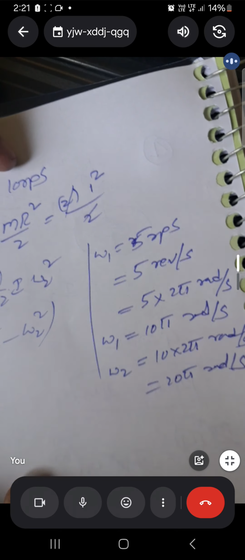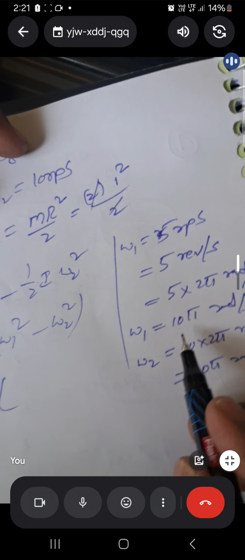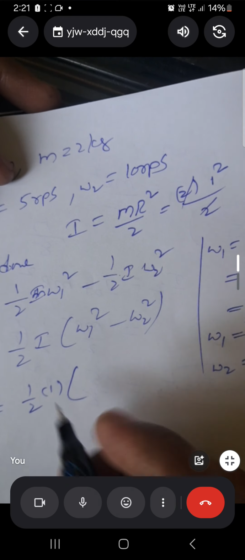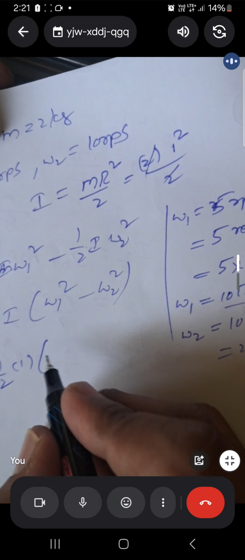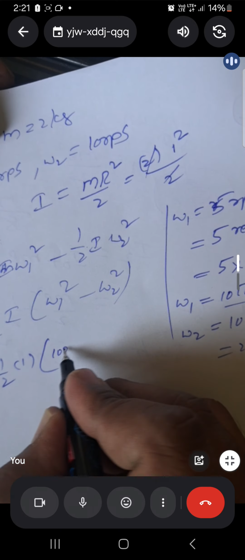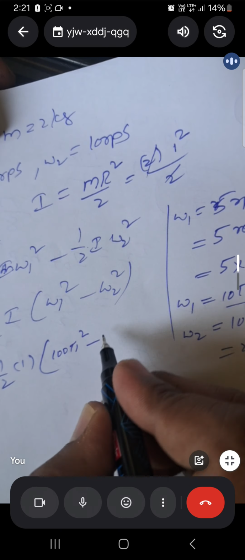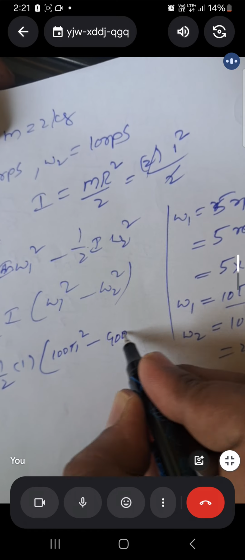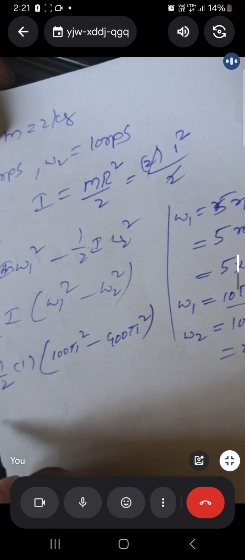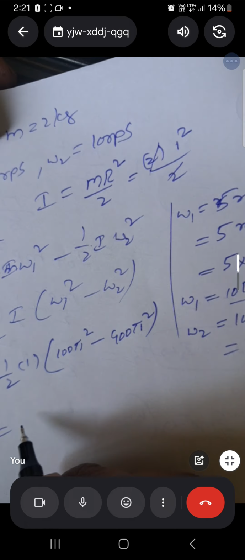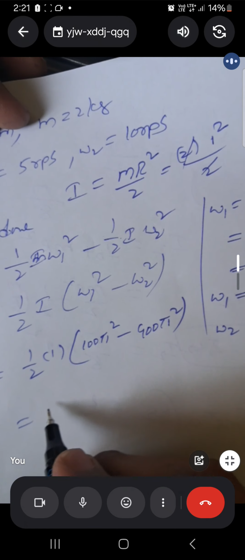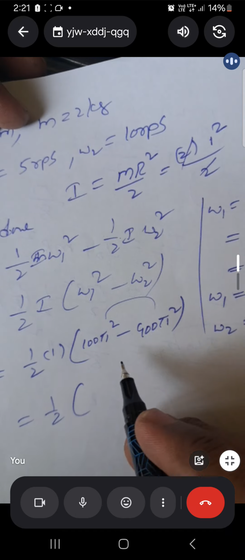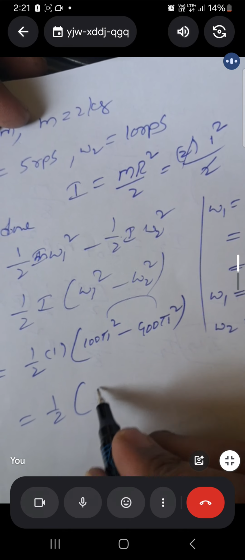Now omega 1 means 10 pi, so omega 1 square is 100 pi square, minus omega 2 square. Omega 2 is 20 pi, so the square is 400 pi square. Now 1 by 2. This is 100 pi square or 400 pi square. Simply, that means 300 pi square.